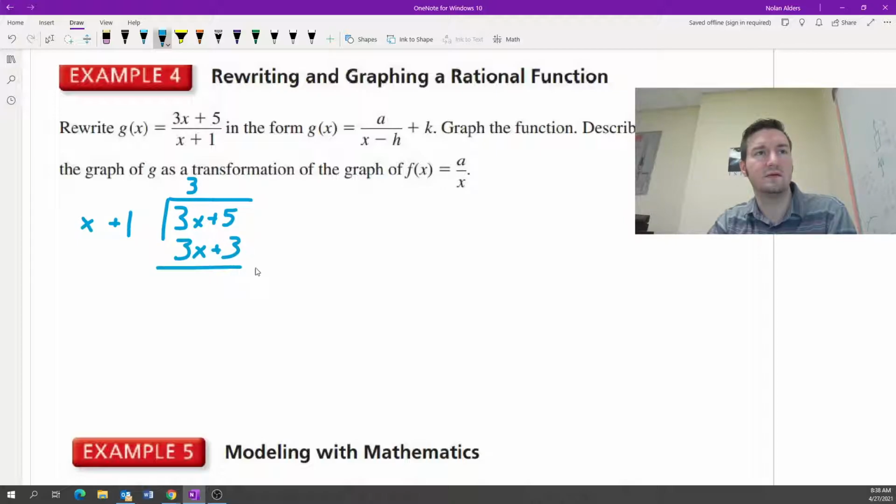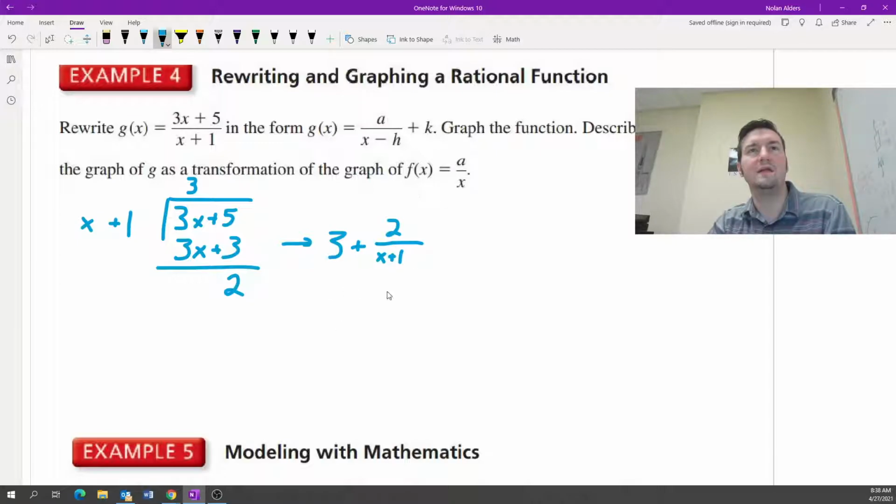And then we can subtract these two. 5 minus 3 is a 2. And there's nothing else to bring down, so this is our remainder. And remember how we write our remainder. So our answer here is going to be 3 plus 2 over x plus 1. Okay? 2 over x plus 1.